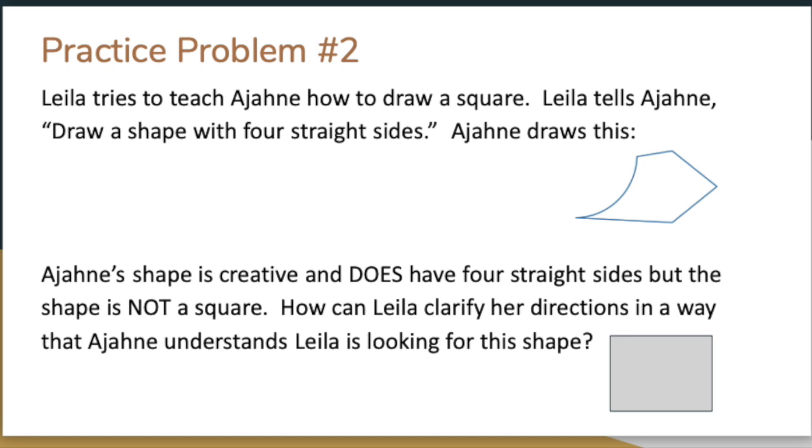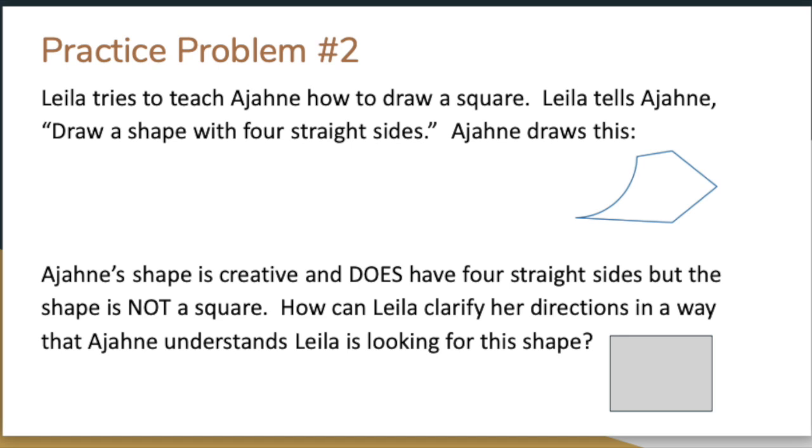All right, so in our second practice problem, we have Layla trying to teach Ajane how to draw a square. So Layla tells Ajane, draw a shape with 4 straight sides, and she thinks for sure she's going to get a square. That's not what happens. Ajane is very creative, and she draws a shape, and as you see here in the blue, it does indeed have 4 straight sides. Doesn't quite equate to the shape that Layla was looking for, that gray square down at the bottom.